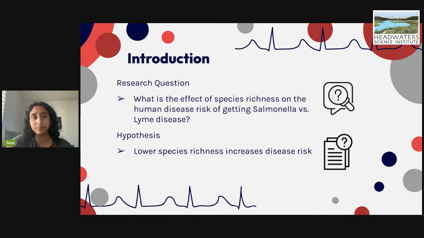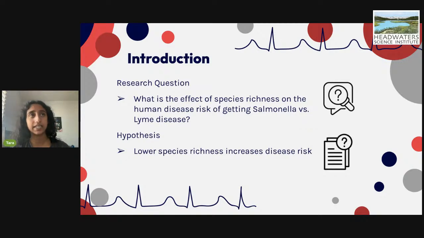Okay, so my specific research question was, what is the effect of species richness on the human disease risk of getting Salmonella or Lyme disease? And I hypothesized that if species richness decreases, then the disease risk for both Salmonella and Lyme disease will increase.